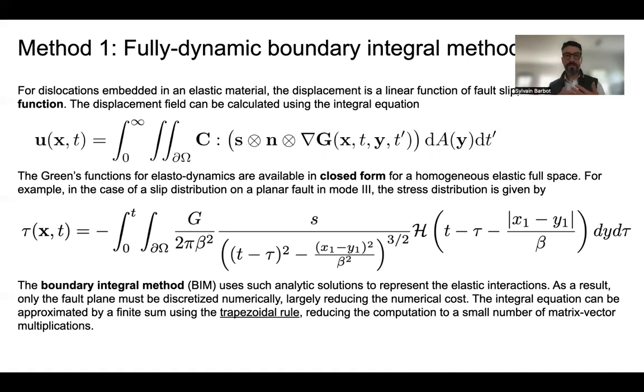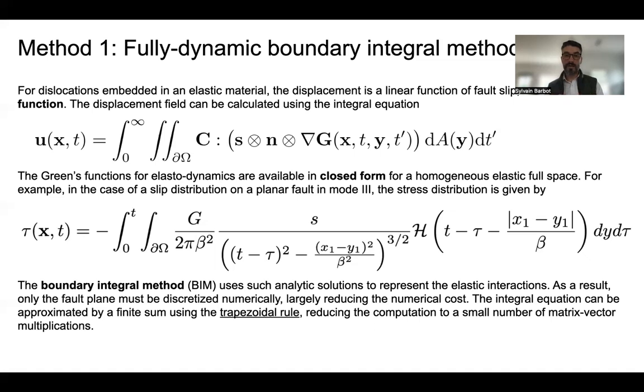And so we can simply relate the displacement field to the history of fault slip through what we call Green's functions. So a triple integral of slip on the fault through the history of time of deformation provides the displacement field at any point in space. The advantage is that these Green's functions are often available in closed form.